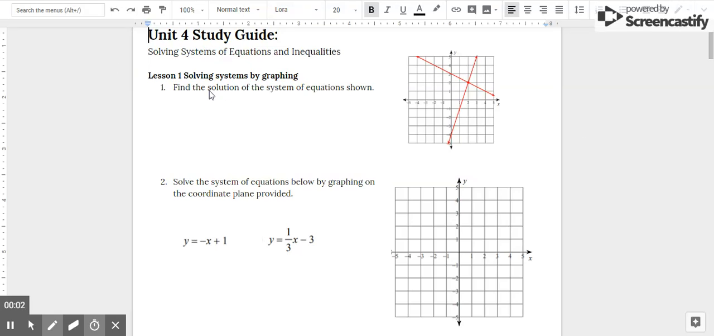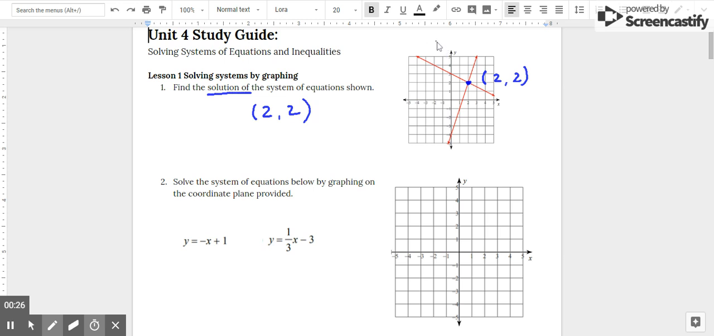Number one, we're going to find the solution of the system of equations shown. The solution of the system is a point of intersection when we have two lines. So two lines intersect at (2, 2). This ordered pair is going to be the solution.